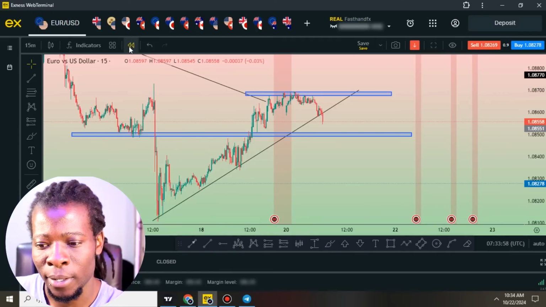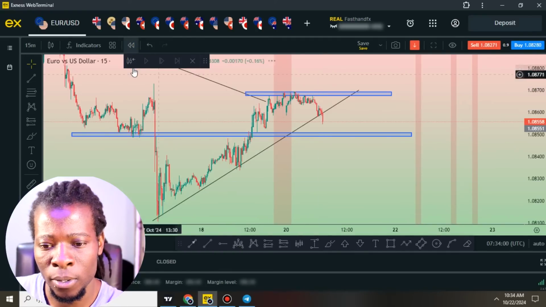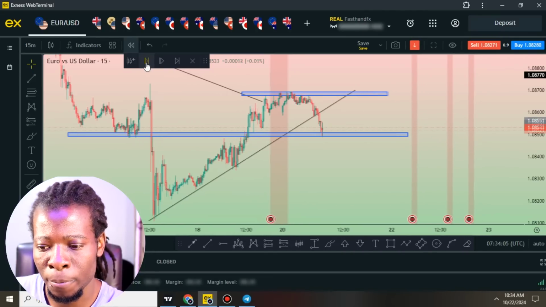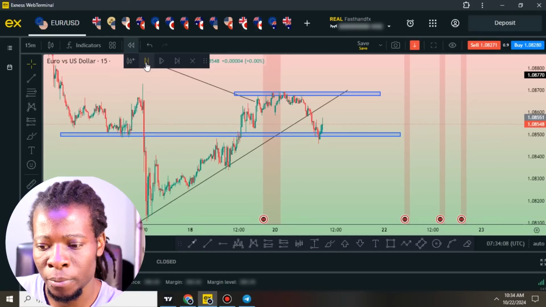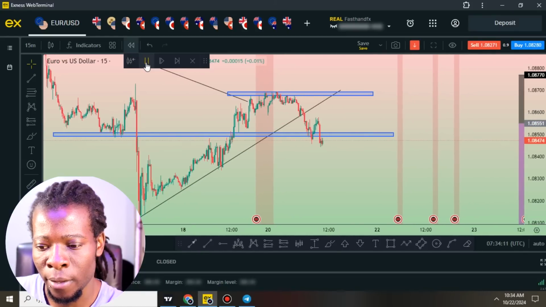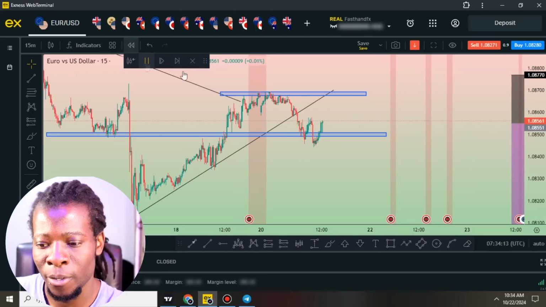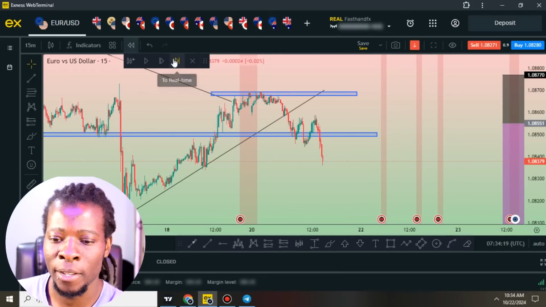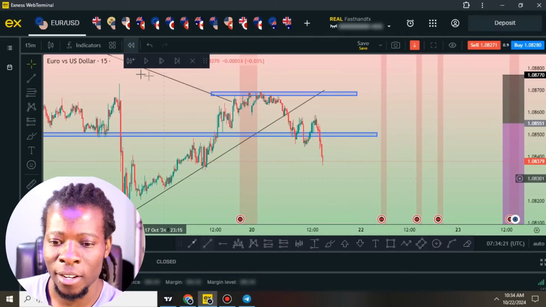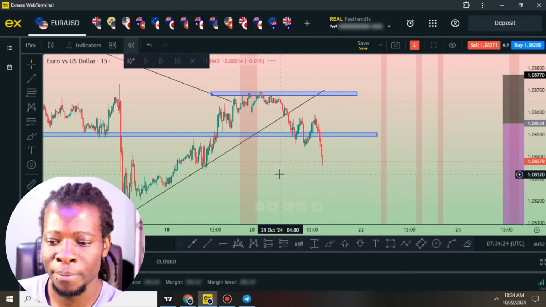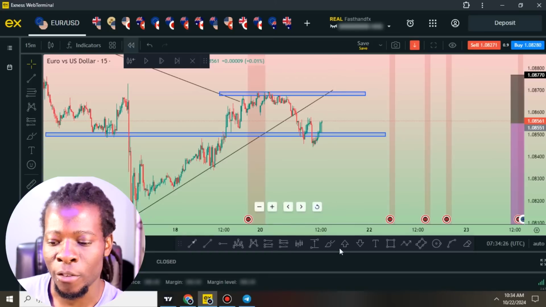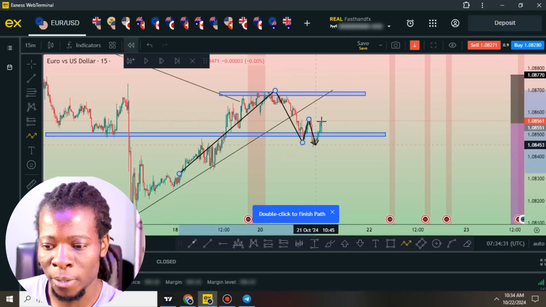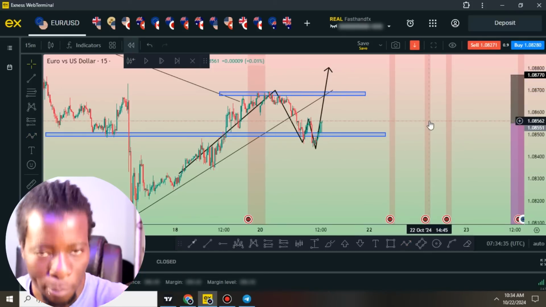So let's see what this pair did. Let me just show you where that double bottom was. Correct, right there. Then it went up. Let's just hit this once again, right there. Now if you look, this was a double bottom, up, double bottom, and as usual price was supposed to go up, right?